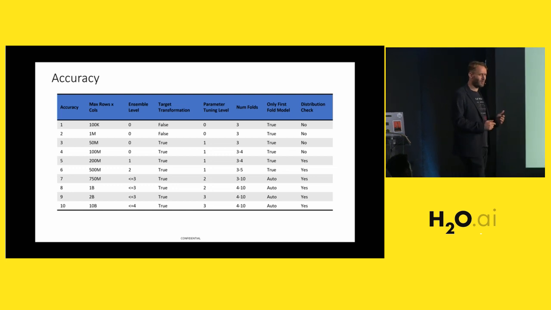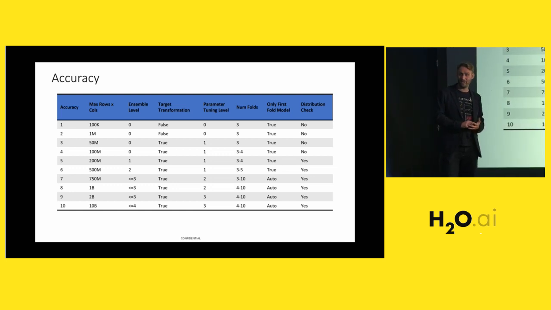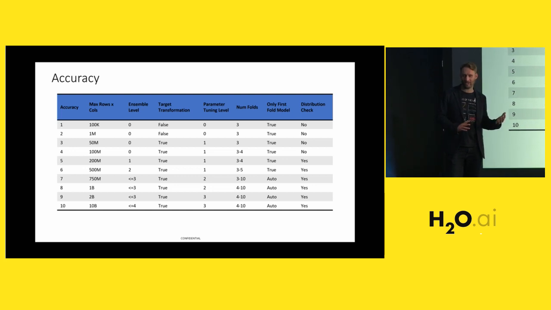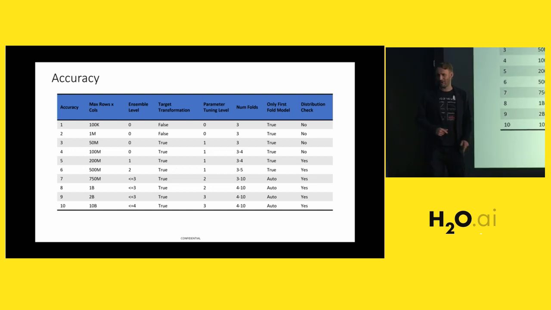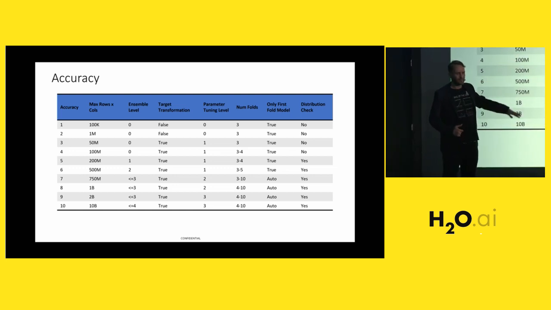If you go to docs.h2o.ai, feel free to have a look at the user guide. You can see everything that's going on within the product. We're incredibly transparent about what we're doing. So you can start to see, as you increase your accuracy levels, we're doing less and less sampling.